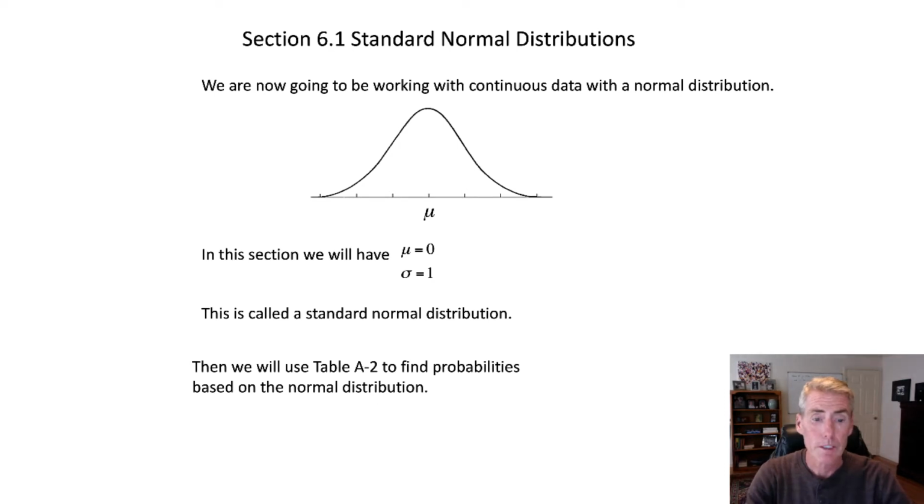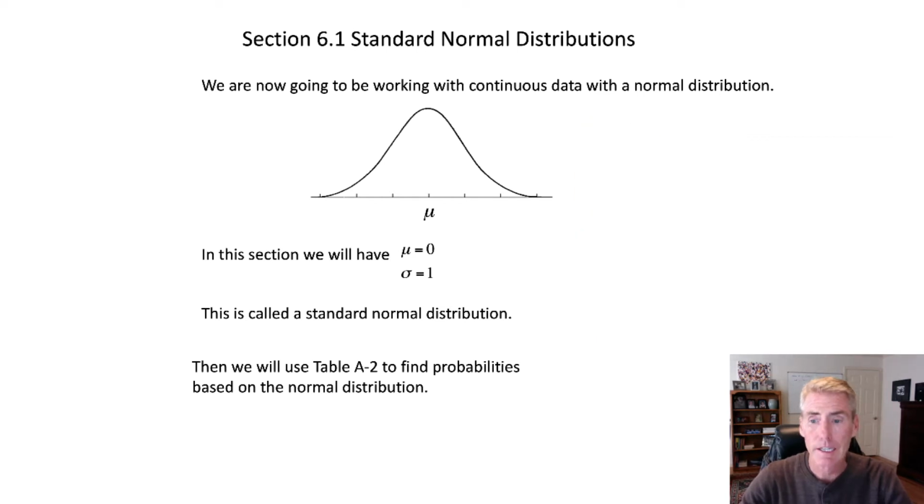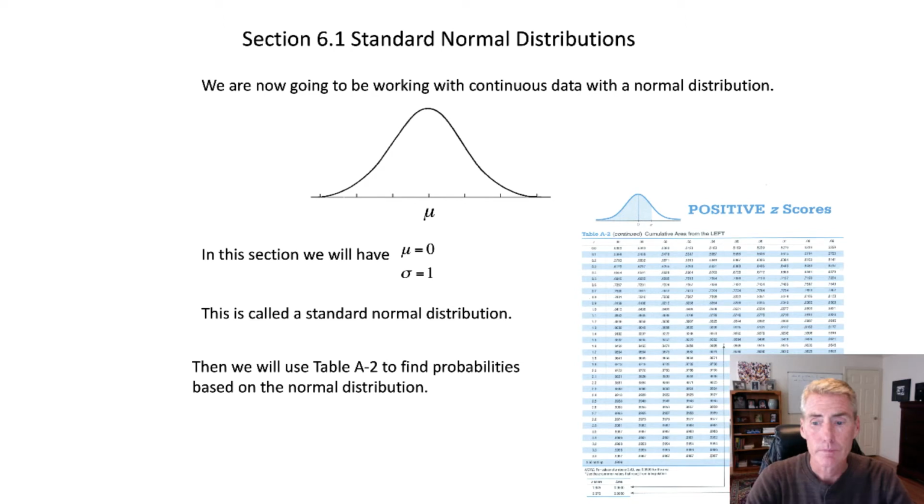So we're going to be using table A2 to find probabilities. Where's table A2? Well, if you look at the Canvas homepage, it can be found in a couple of places. The fastest, easiest would be right there under modules. It's called the formula card. Also, if you're watching this video from the modules, then it was the button right above the one for this section 6.1.